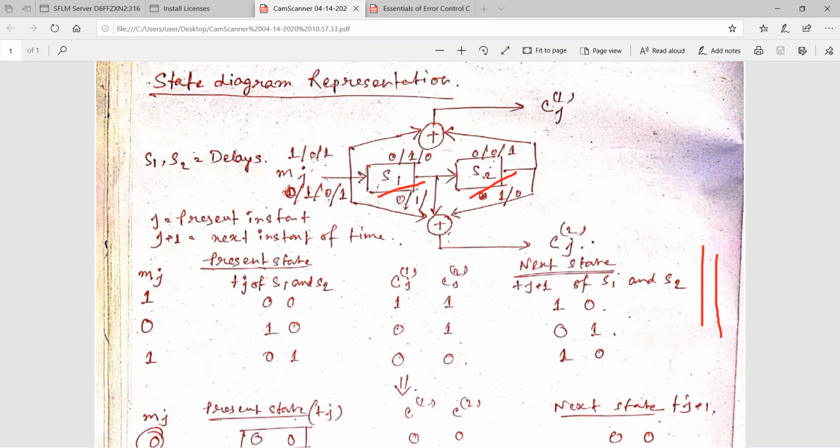So this is MJ. As I've told you, at J instant the input information bit is fed to the encoder, and we're getting the corresponding C1J and C2J at J instant. So these are basically the encoded output bits. In the previous lecture we saw how to calculate C1J and C2J, and that was a hectic process. When we follow the state diagram table, it will be easier than before. So let me erase this, and we will start discussing how to make this table.